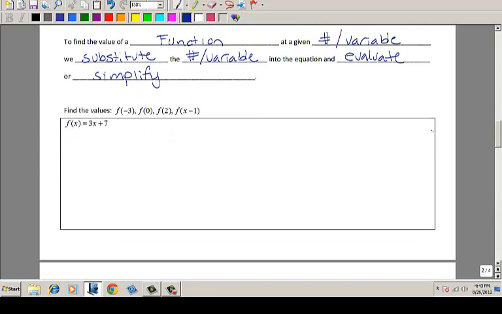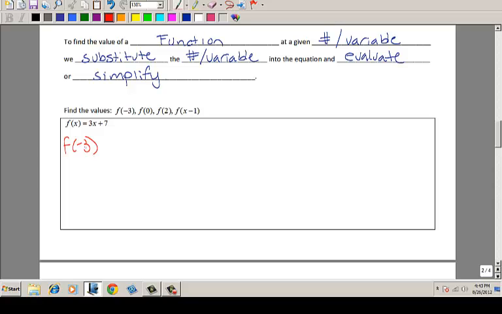So let's find the following function values. For f of x is equal to 3x plus 7, we are to find f of negative 3, f of 0, f of 2, and f of x minus 1. So the first one, f of negative 3.